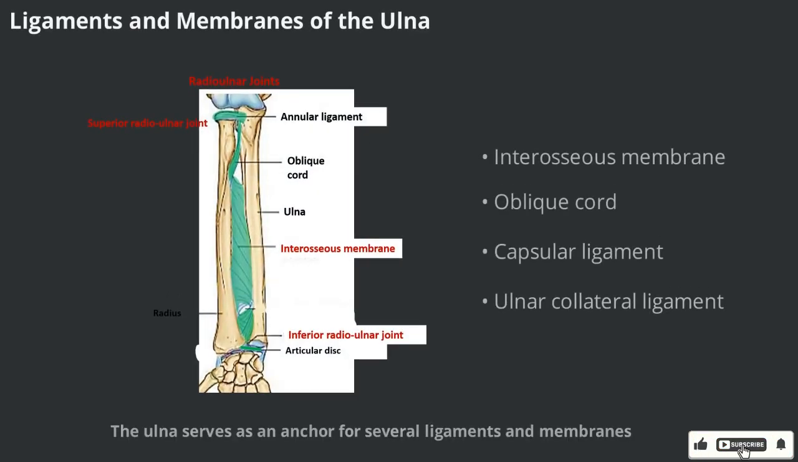Ulna serves as an anchor for several ligaments and membranes. The interosseous membrane attaches to the interosseous border, while the oblique cord connects to the ulnar tuberosity. The capsular ligament of the elbow joint attaches to the margins of the trochlear notch, and the annular ligament secures the head of the radius. The ulnar collateral ligament of the wrist attaches to the styloid process, providing medial stability to the wrist.